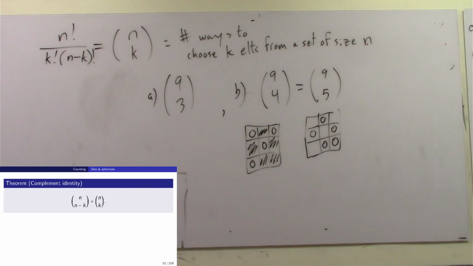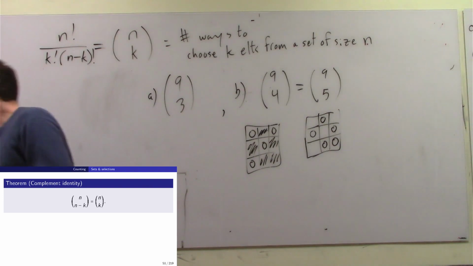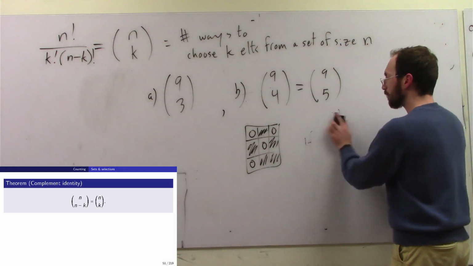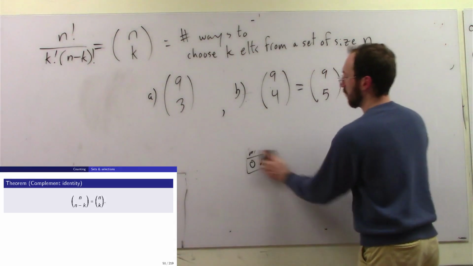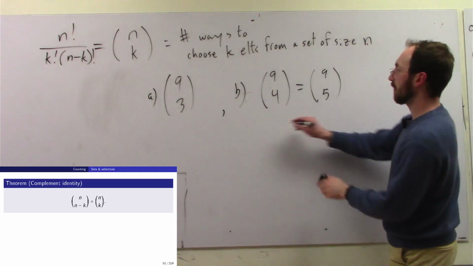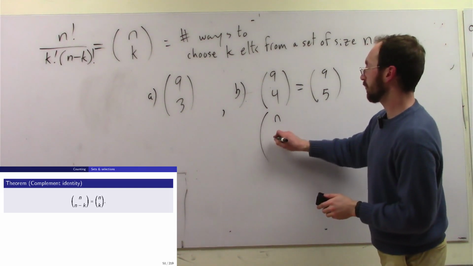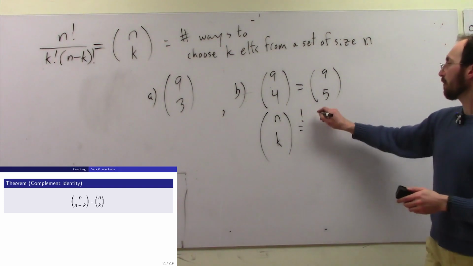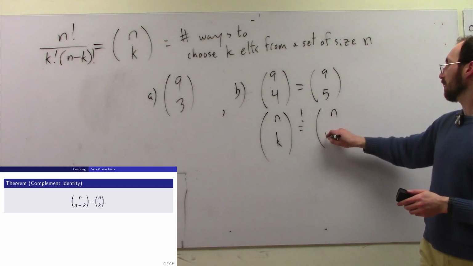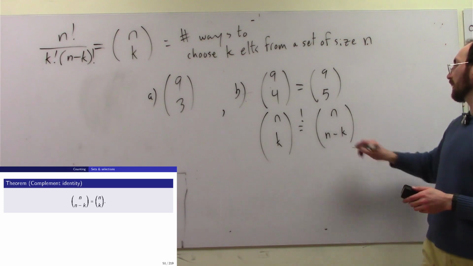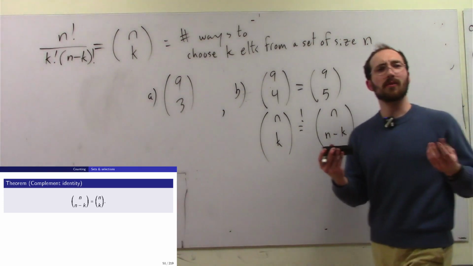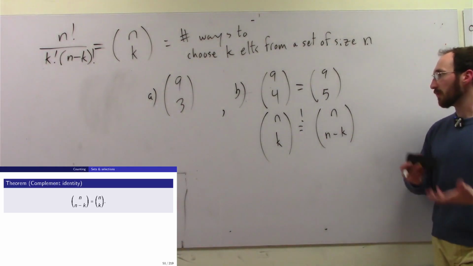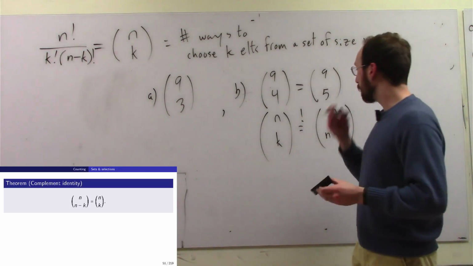Okay. So we have this complement identity, which fits with this little structure right here. Let's write that: N choose K, and I'll put another exclamation mark there, and then N choose N minus K. And I've effectively already stated the proof of this. I've just used cases in each part.